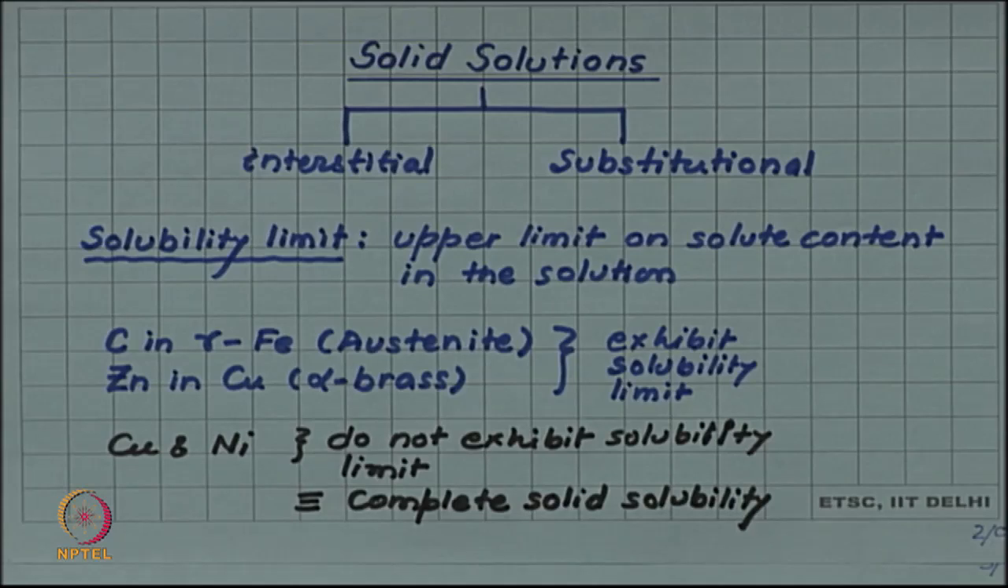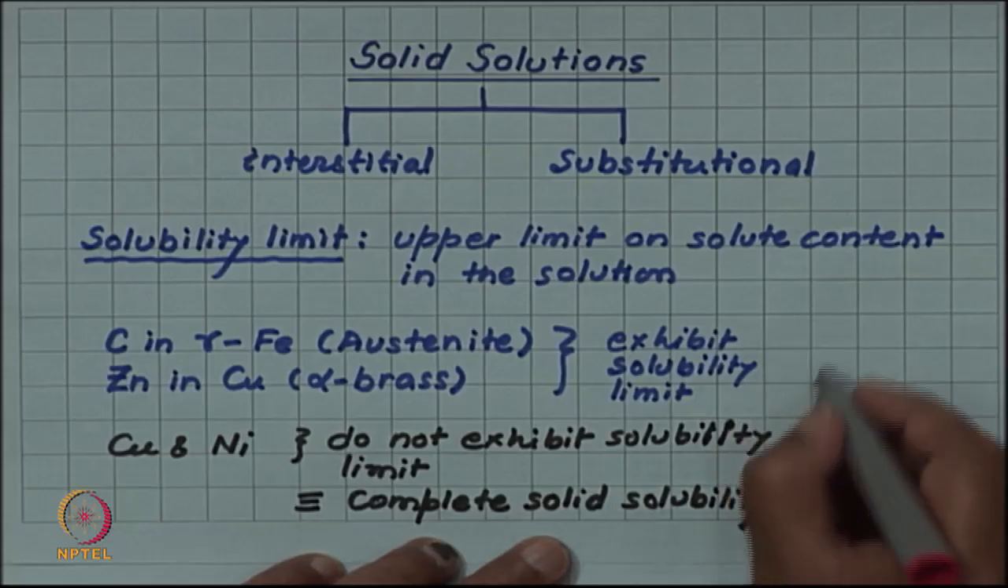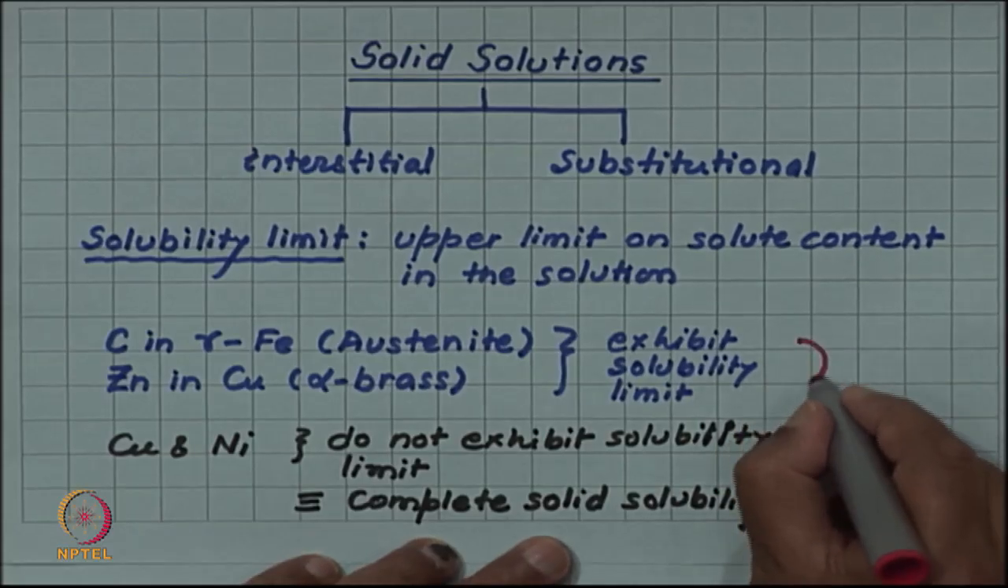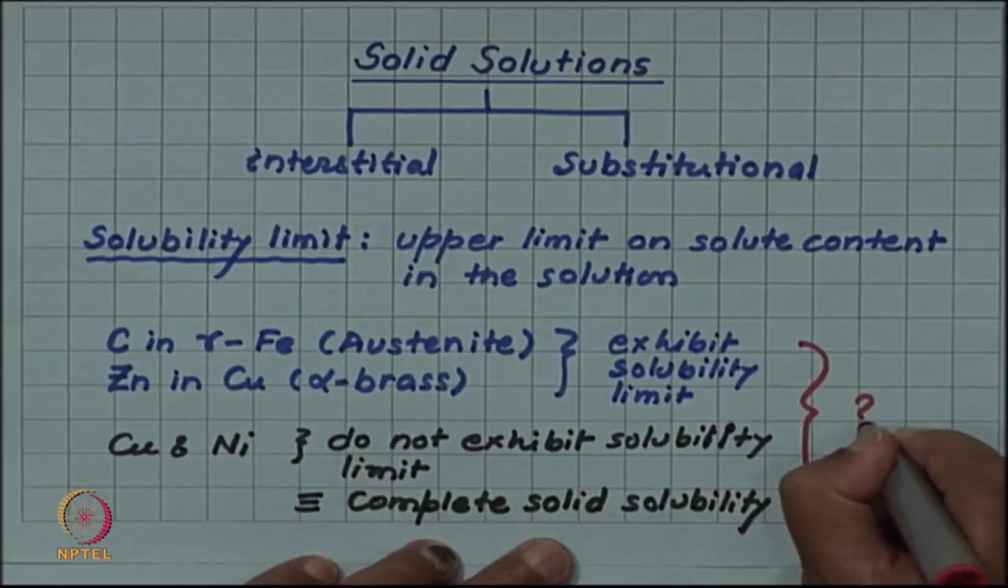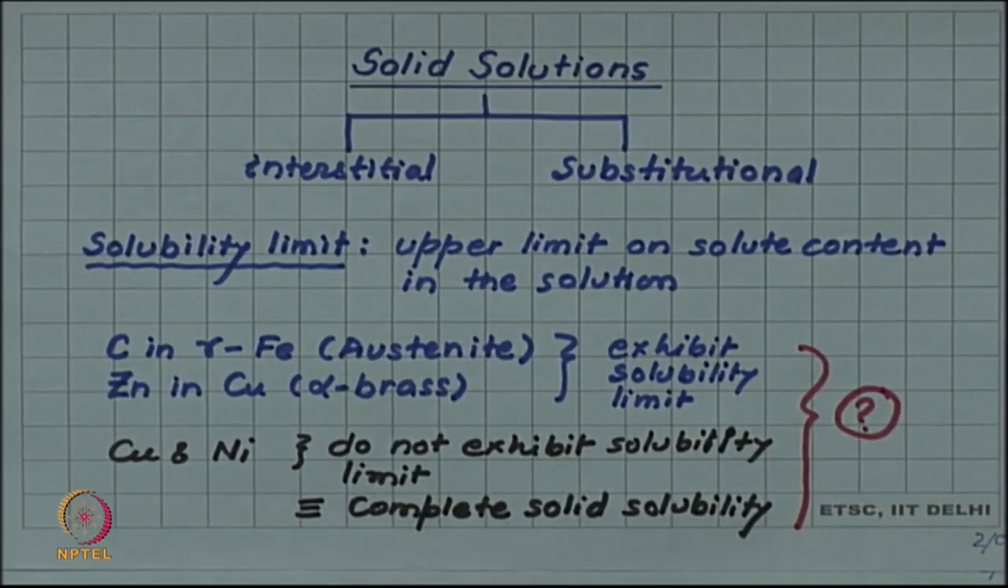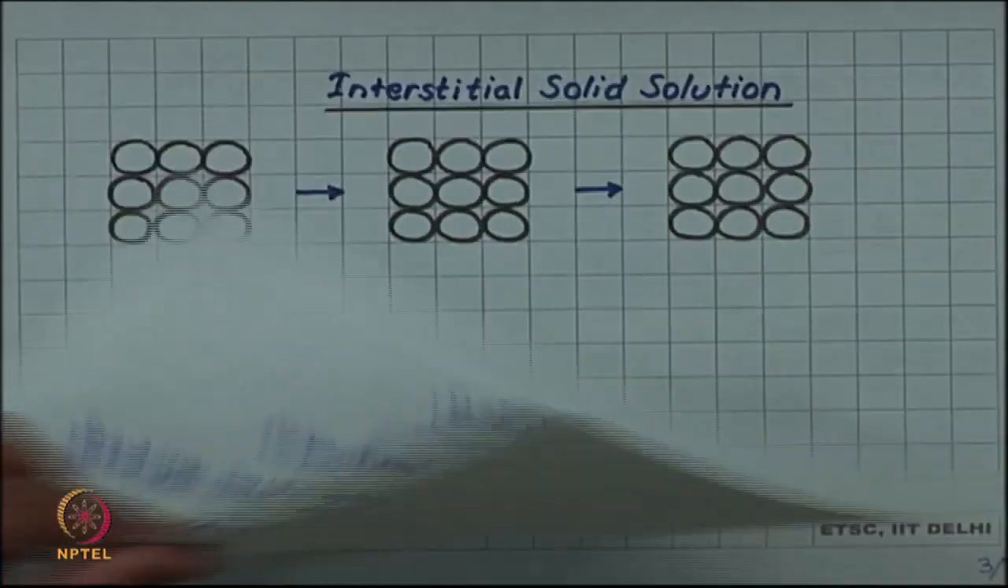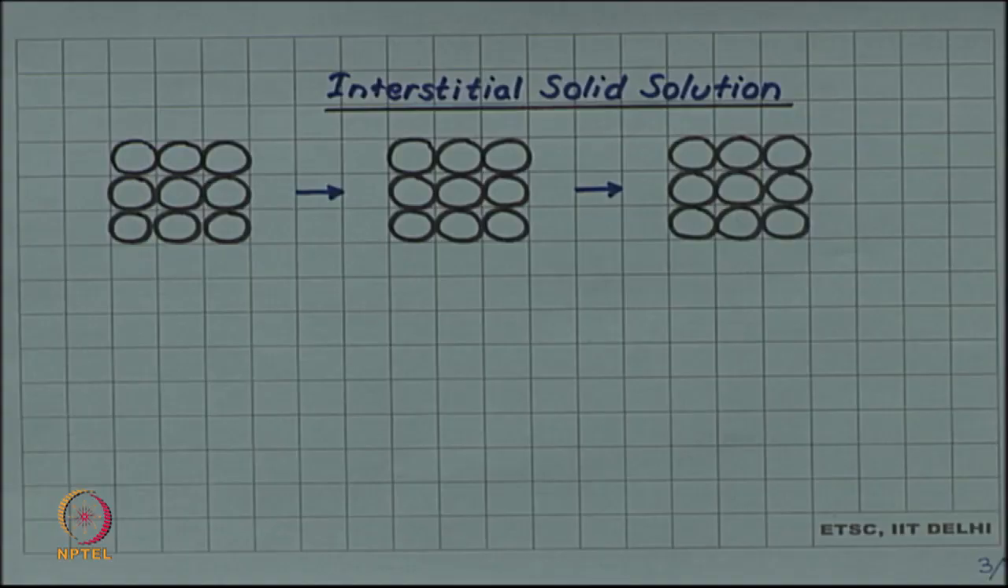And in today's lecture, with the Hume-Rothery rules, we will address this question, that why is this difference between these two kinds of solid solution, that some have an upper limit on the solute, exhibit solid solubility limit, form a so called saturated solid solution, whereas there is no such saturation if I am mixing copper and nickel, I can do it in any amount. So, let us first look at two types of solid solution, interstitial and substitutional.